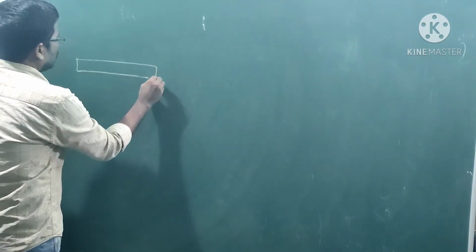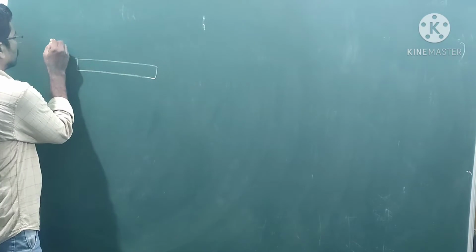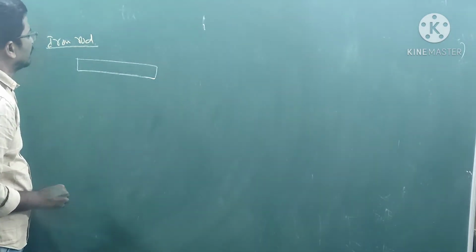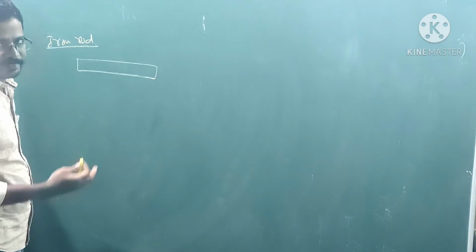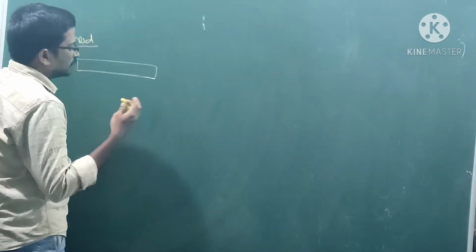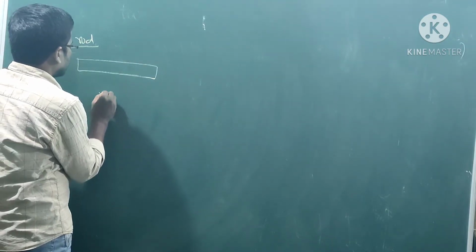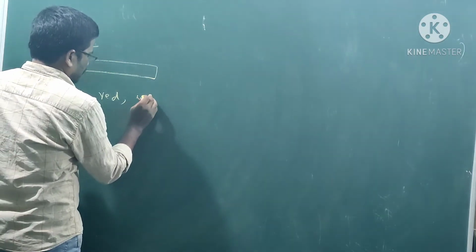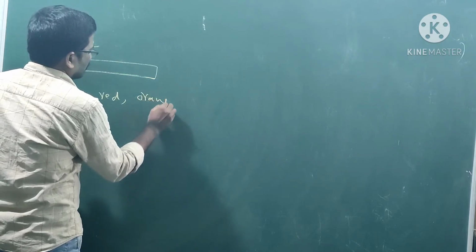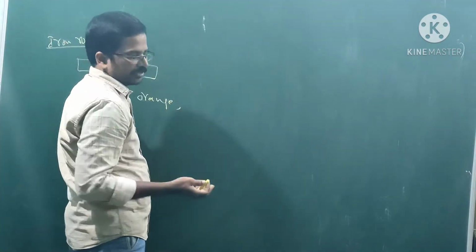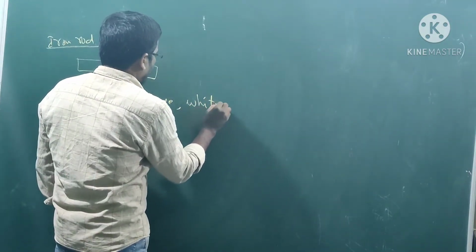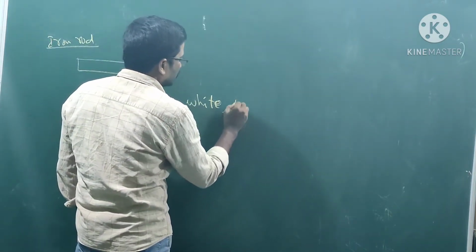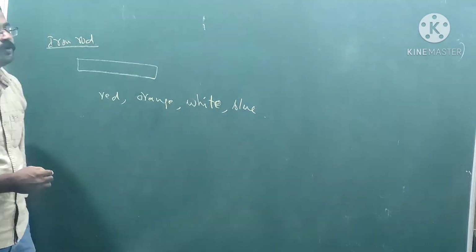If we take a metal rod, suppose an iron rod, and heat it, then its color changes. Initially it is red, and then it changes to orange, and if you heat continuously, it changes to white. If you heat more, it can turn into blue color.